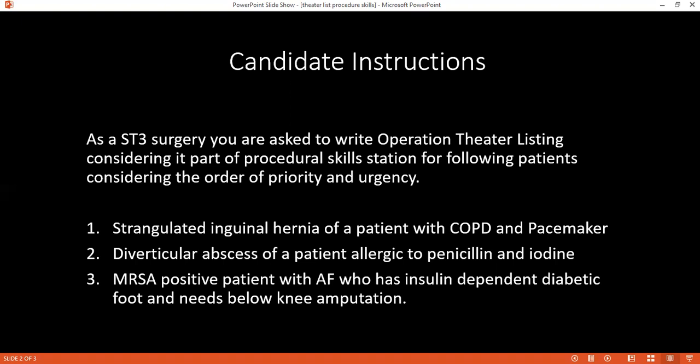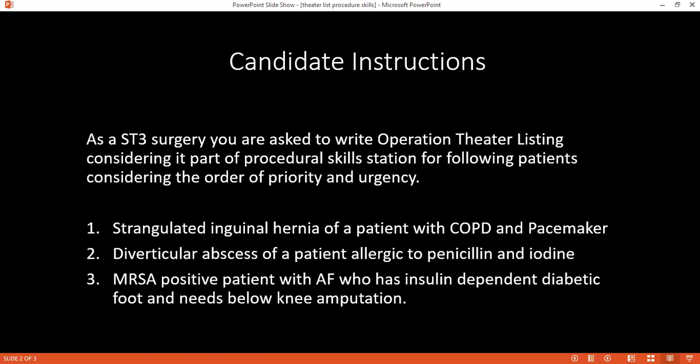Are you placing this patient third on the list? Here in this case, the patient is MRSA positive. Yes, but insulin dependent diabetic as well. Tell me why, even if it's insulin dependent? Here in this case, the patient is MRSA positive, so there are chances of infection. And it's a diabetic foot, which is not going to get any worse, and we already planned for the amputation here. So that's the reason we placed the patient third.